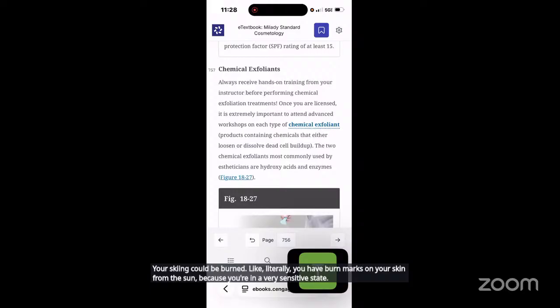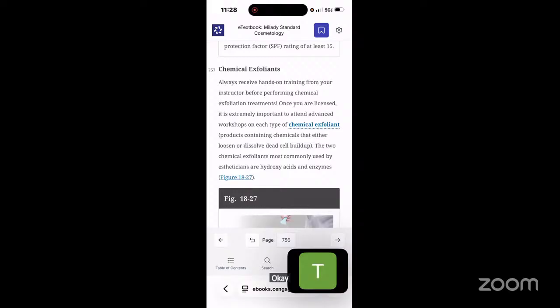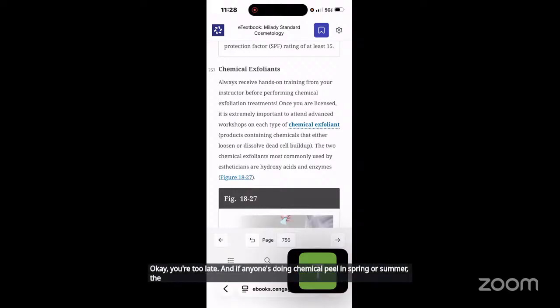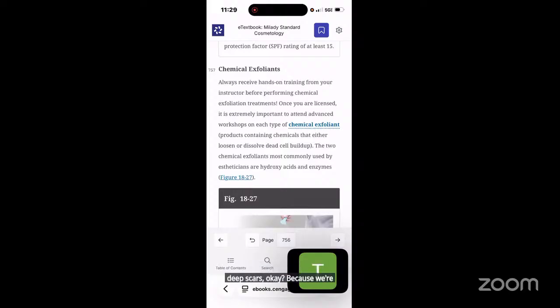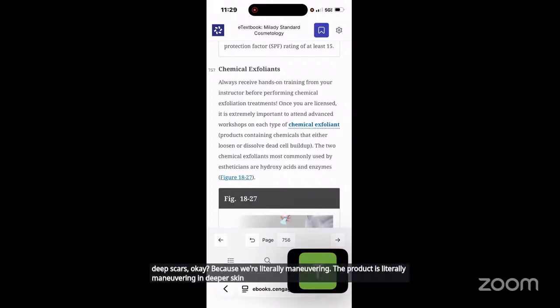And so chemical peels are normally done in the fall and in the winter. Spring and summer, you do not do chemical peels. You're too late. Okay, you're too late. And if anyone's doing a chemical peel in spring or summer, that's an insurance liability issue. The clients are subject to their skin having burns and scars, deep scars. Okay, because we're literally maneuvering their product in deeper layers of skin.